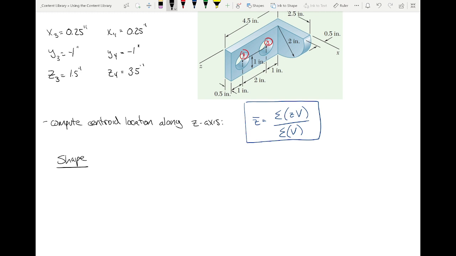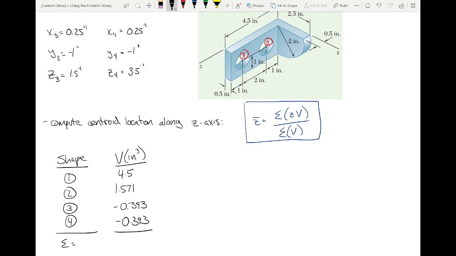So we have four shapes. We need the volumes. So what did we have? We had the volume of shape one was 4.5. Shape two was 1.571. And shapes three and four were negative 0.393. So our algorithm dictates that we do need the sum of the volumes. So sum these values up and you end up getting something like 5.285.